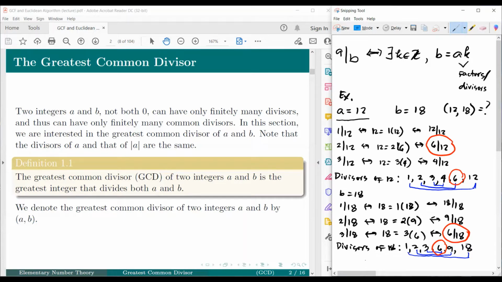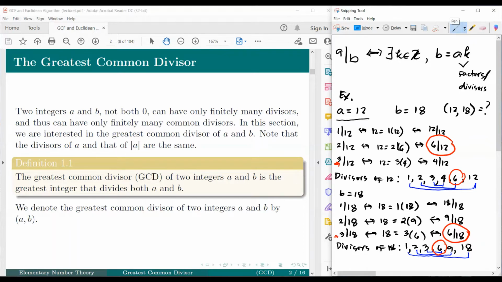By the way, as you can see, 3 divides 12, and also 3 divides 18, right? So 3 divides both 12 and 18. However, we are looking for the greatest integer that divides both 12 and 18, and we have here 6. 6 is the greatest integer that divides both 12 and 18.